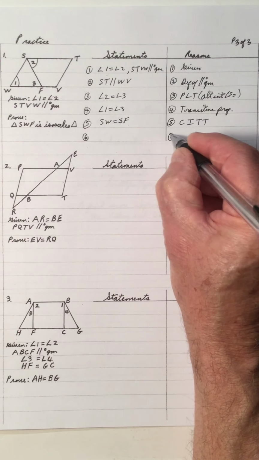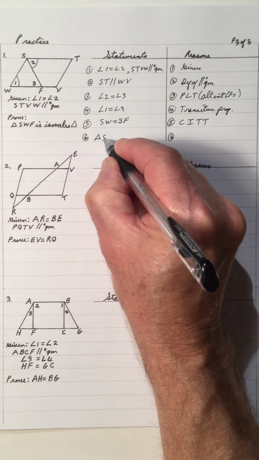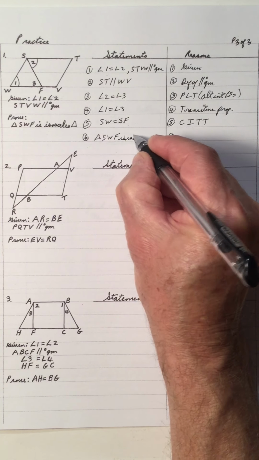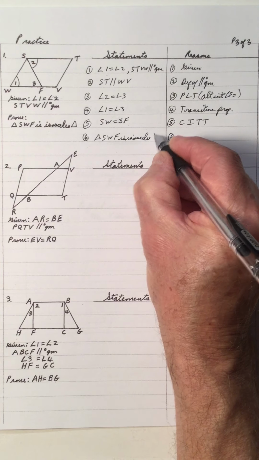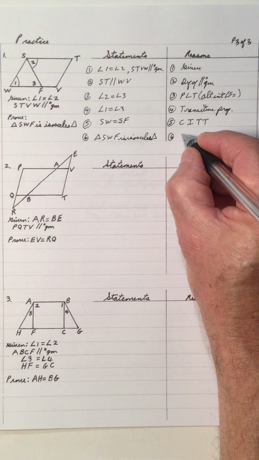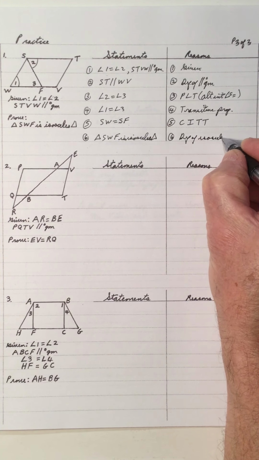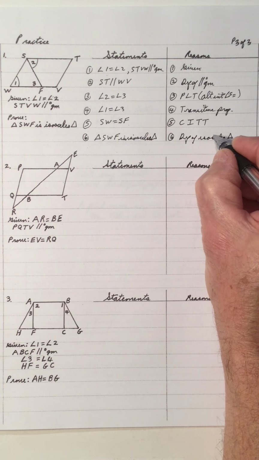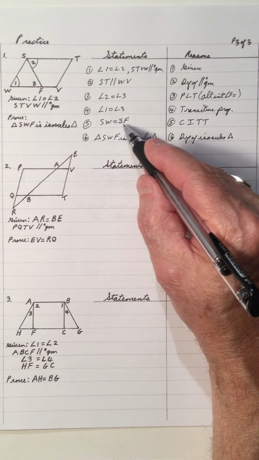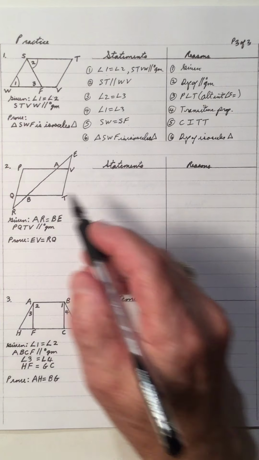And number 6, because we have these two sides equal, that means that triangle SWF is an isosceles triangle. And the reason is definition of an isosceles triangle. A triangle is isosceles if you have two sides equal. And that takes us through that proof. And here comes another one.